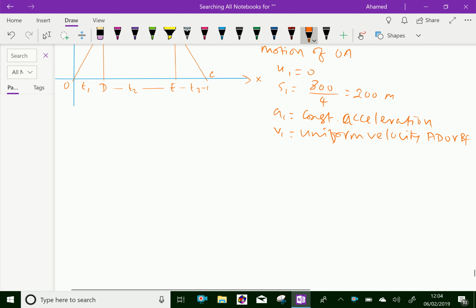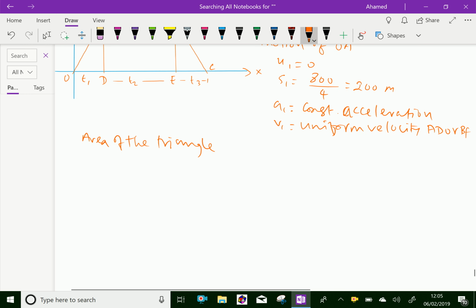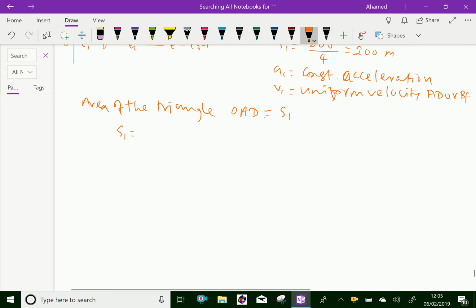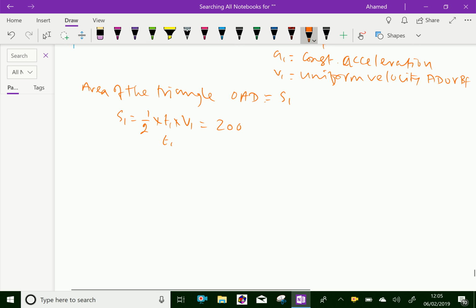Therefore the area of the triangle OAD is equal to S1. So S1 we can write as the area of the triangle, half times base T1 times height V1, which is equal to 200 meters. From that we get T1 into V1 equal to 400 meters.